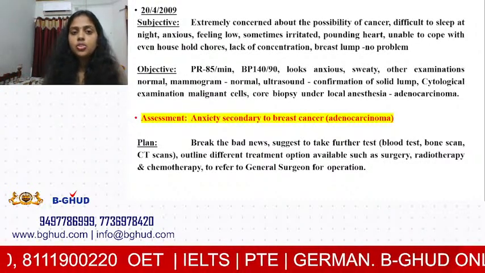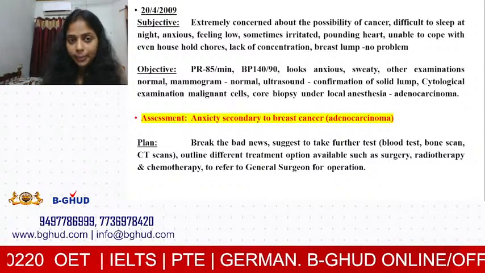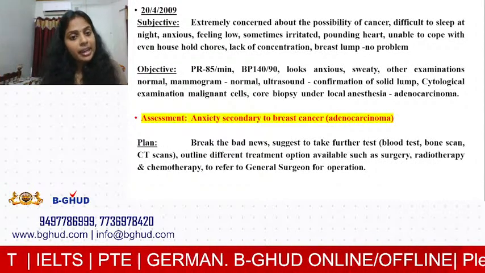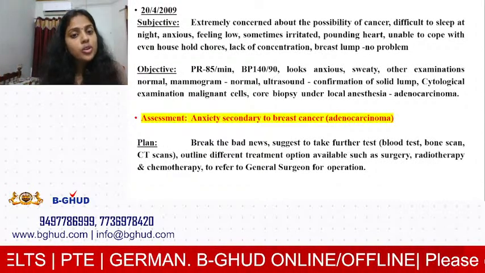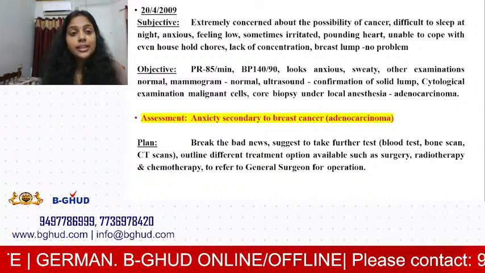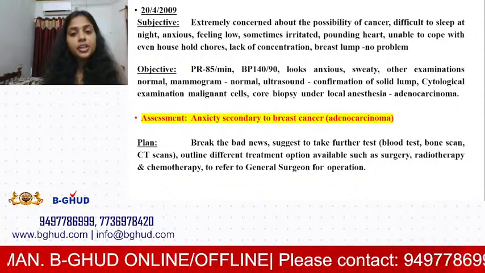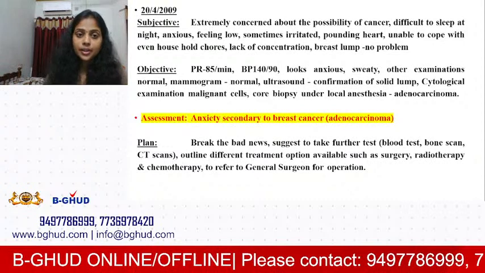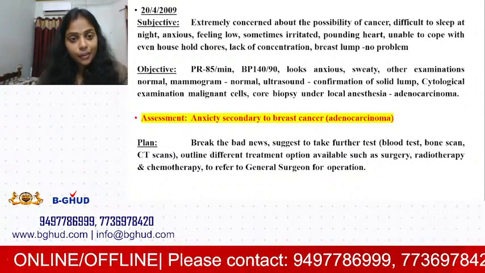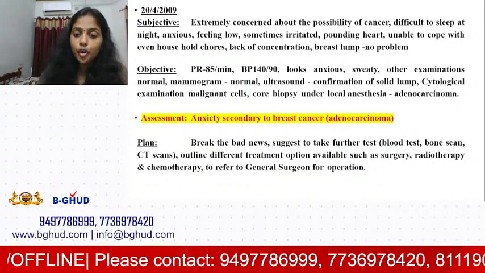So the plan was to break the bad news, and we broke the bad news, and we suggested she take further tests. That is, she might have to undergo blood test, bone scan, CT scan. We outlined different treatment options available, that is surgery, radiotherapy and chemotherapy, and we referred her to a general surgeon for surgery. So in this visit, we broke the bad news, we gave her treatment options, and also we referred her to a general surgeon for operation.